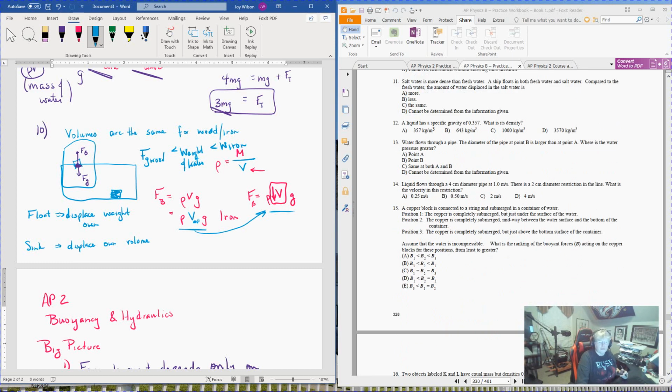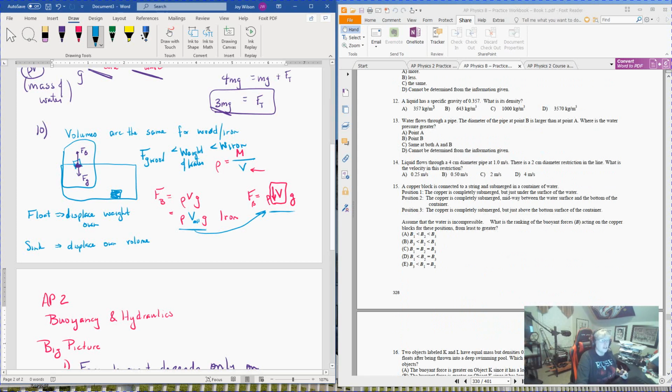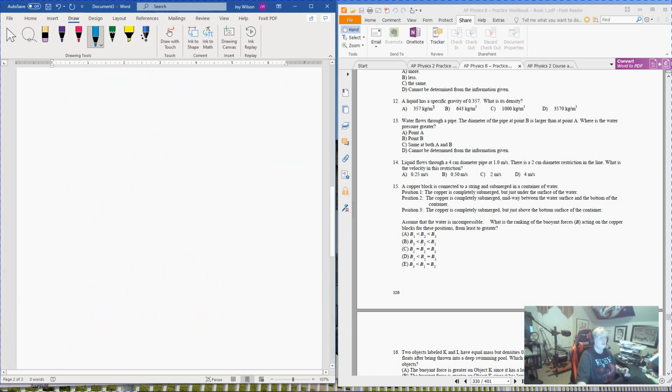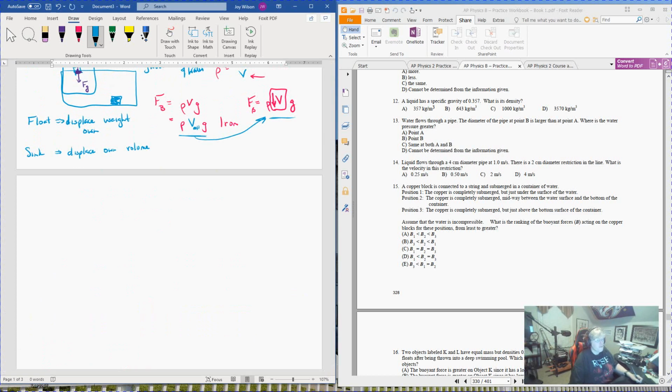Okay. So let's look at number 15, and I'll give you a minute to do that, and I'm going to make another new page so I have some space to work. And we're going to do the quick review for the hydraulics. So, copper just barely under the surface. The copper is completely submerged in case A. This is position 1. Here's position 2, we're halfway down. And position 3, we're on the bottom of the container of fluid. So we have fluid in here.